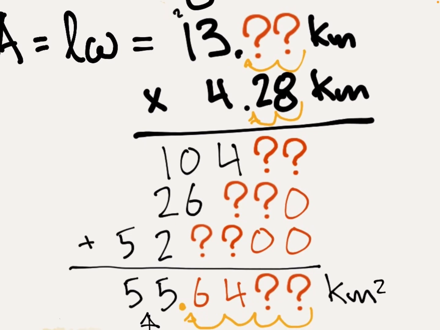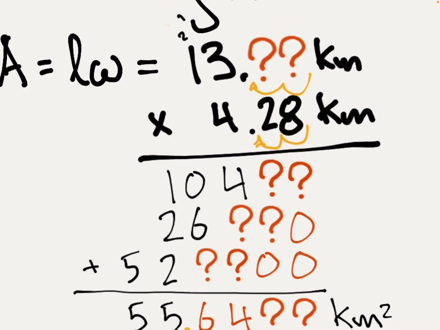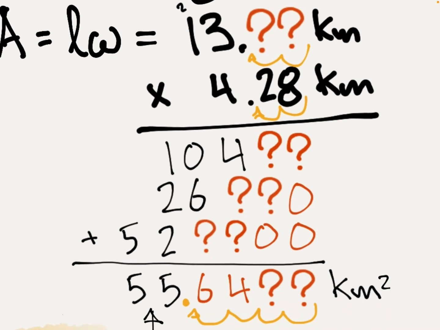Throw a couple more 0 placeholders in there. We're going to jump over to the 4. 4 times question mark, once again, no idea what that is. So question mark. 4 times 3, we've got 12, so we're going to carry that 1. Throw the 2 down, and then 4 times 1 is 4. Add that 1 in there, and we have 5.